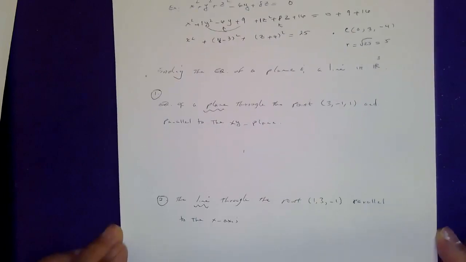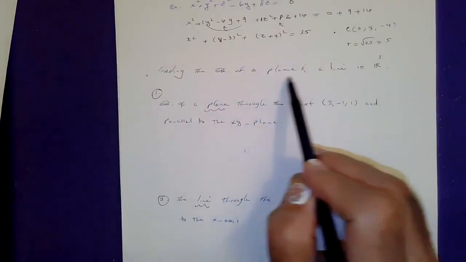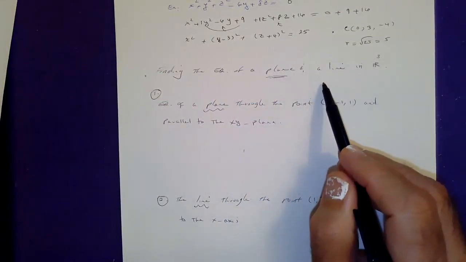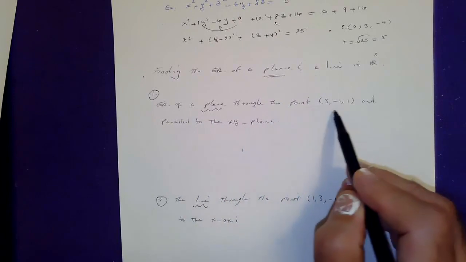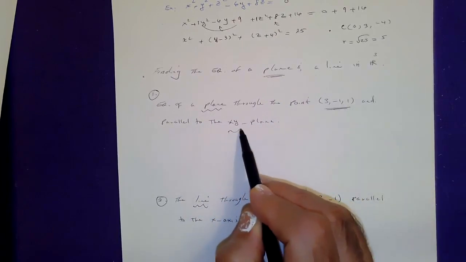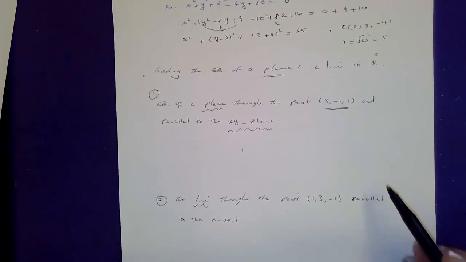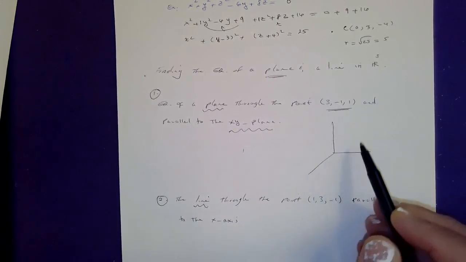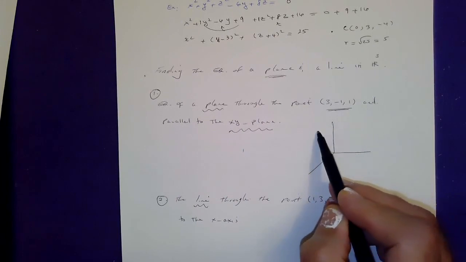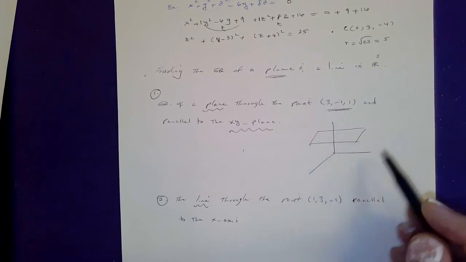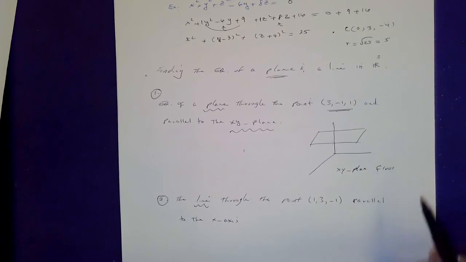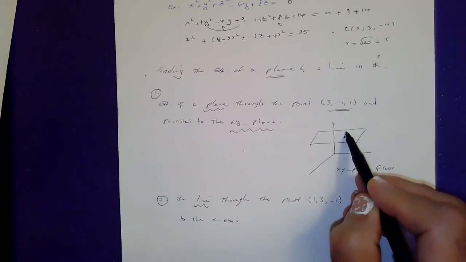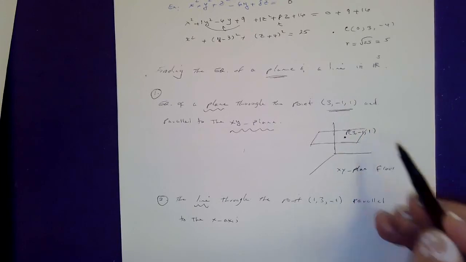So a couple more problems, and then we're almost there. Find the equation of a plane and a line in R3. Find the equation of a plane through the point and parallel to the XY plane. So remember what's happening is this: you have this plane which happens to be parallel to the XY plane, which is the floor, but it goes through the point (3, -1, 1).